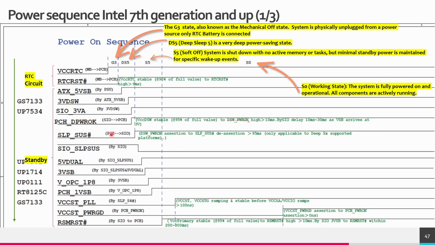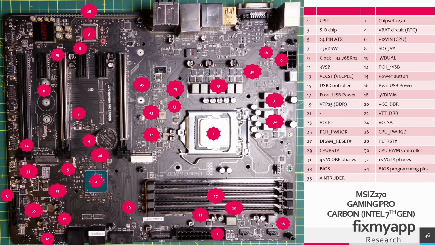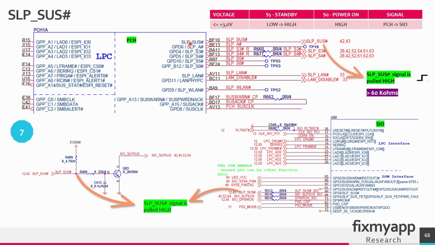This signal comes from the PCH and it goes to the super IO chip, and this signal, the SIO sleep suspend, is generated by the super IO. The two signals can be measured near this super IO chip. The first sleep suspend signal will come from the PCH, it will go through a resistor and into this super IO chip. So the two signals can be measured near this super IO chip. This is the PCH chip. It will output the sleep suspend signal.